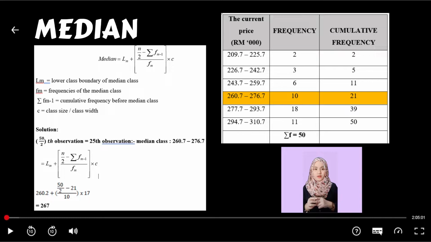260.7 until 276.7. So for the solution, we took the LM, which is the lower boundary, 260.7, plus, in brackets, 50 divided by 2 minus 21, divided by 10, times 17. So the median that we have here is 267.